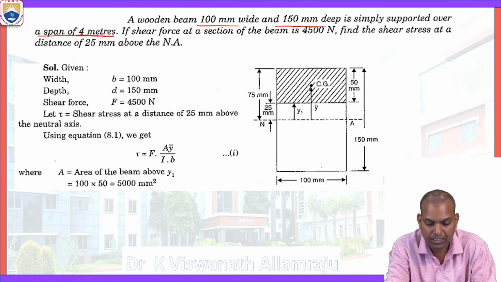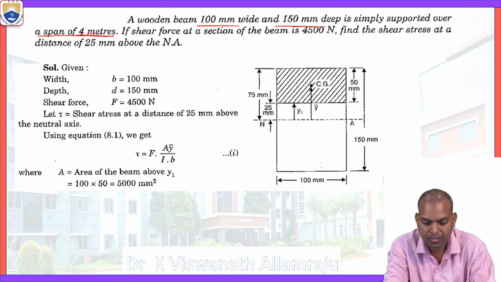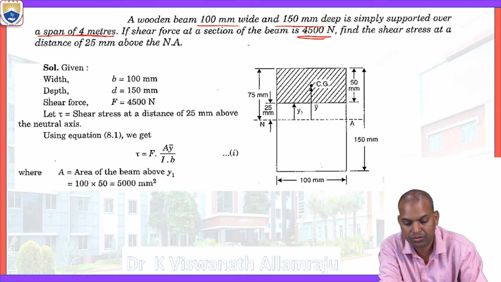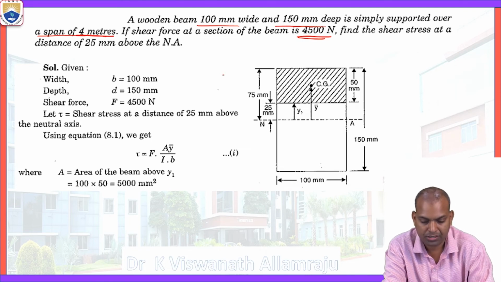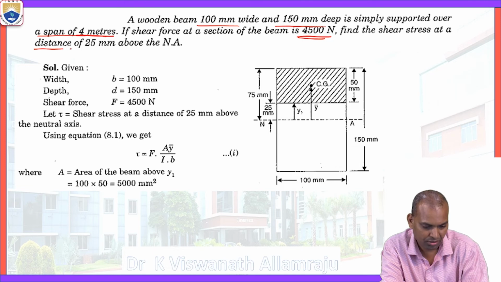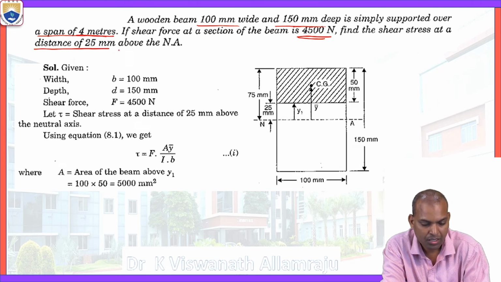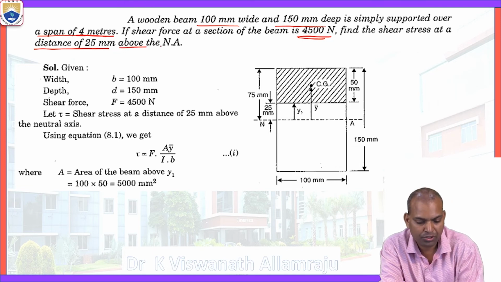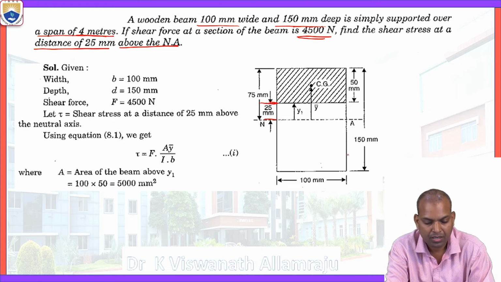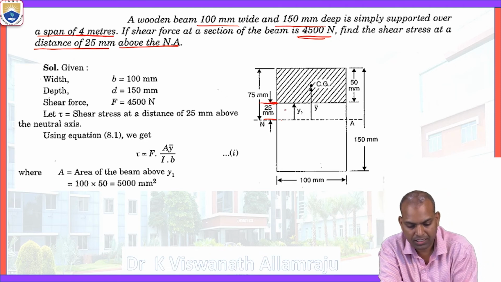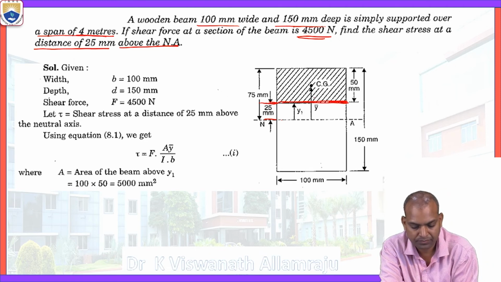If the shear force at a section of the beam, that is F, is equal to 4500 newtons, find the shear stress at a distance of 25 millimeters above the neutral axis. We want the shear stress at a distance of 25 millimeters.